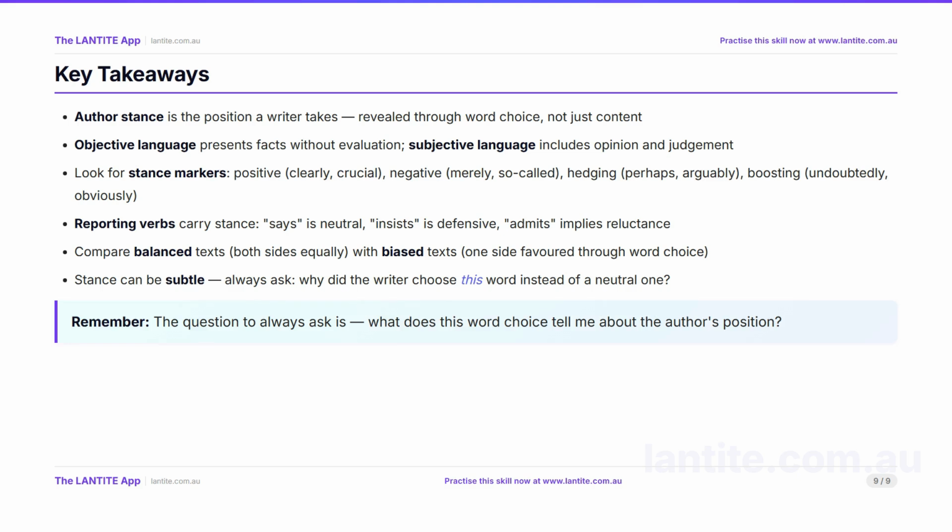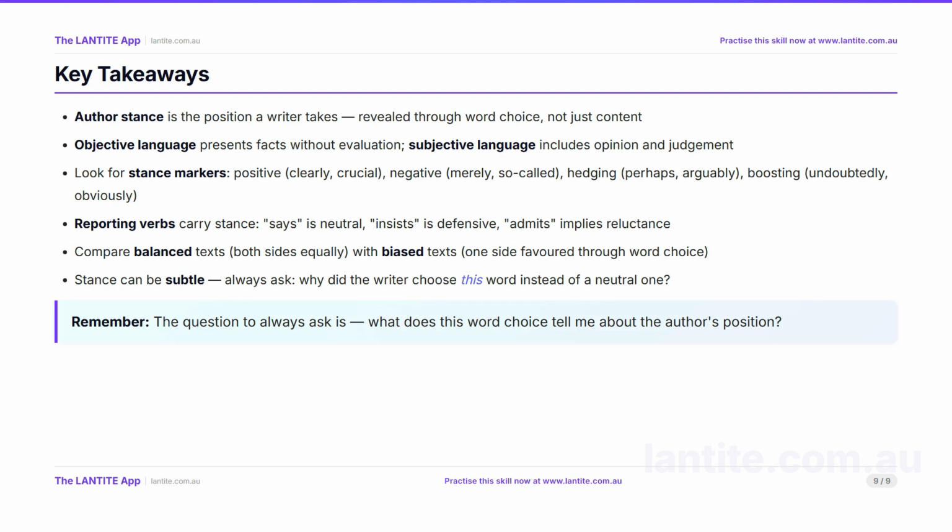Let us recap the key ideas. Author stance is the position a writer takes, and it is revealed through word choice, not just content. Objective language presents facts without evaluation. Subjective language includes opinion and judgment. Look for stance markers. Positive ones, like clearly and crucial, negative ones, like merely and so-called, hedging words, like perhaps and arguably, and boosting words like undoubtedly and obviously.